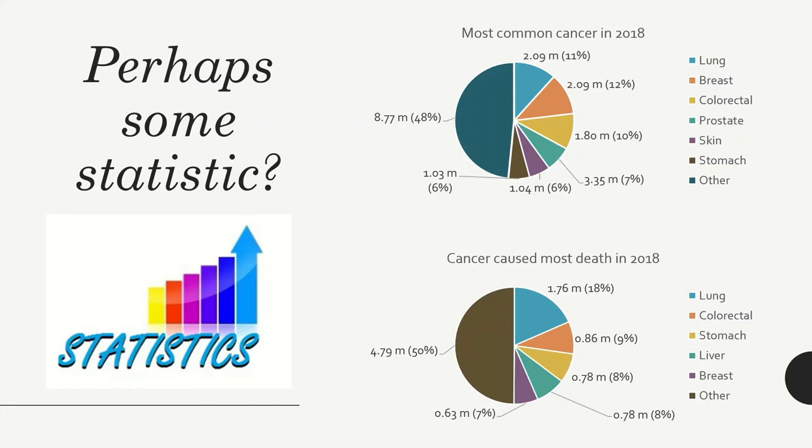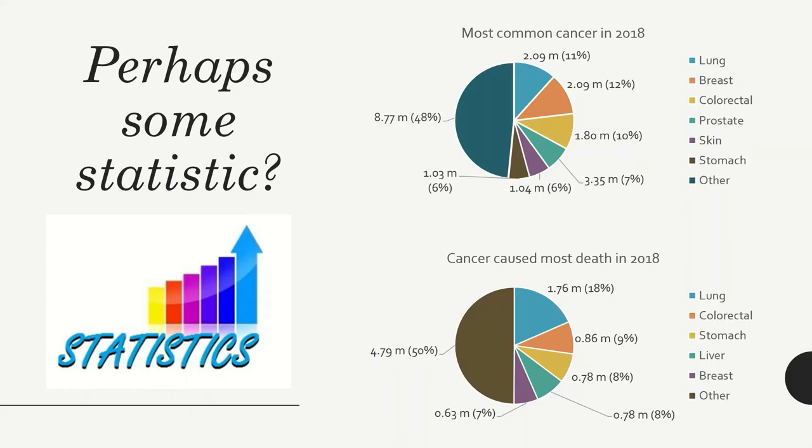So here are some statistics recorded by the World Health Organization. In the year 2018, there were about 18.1 million new cancer cases reported to WHO. And out of these 18.1 million, the most common cancers recorded in 2018 were lung and breast cancer, where the cases reported were 2.09 million each. It was then followed by colorectal, prostate, skin, and stomach.